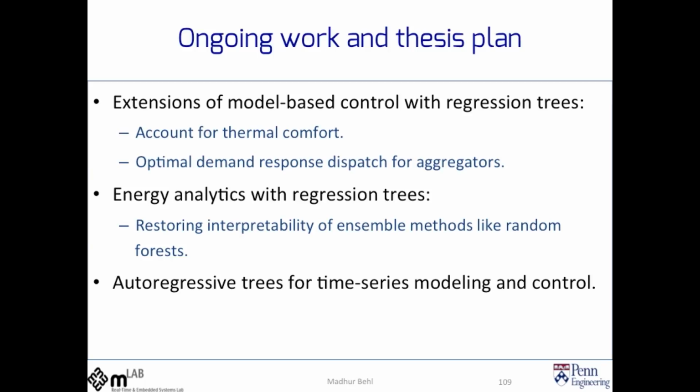The first thing to note here is that the model-based control with regression tree algorithm that I showed did not explicitly account for thermal comfort, right? So we are curtailing, but we are not accounting for what's the effect of that curtailment on the thermal comfort, and that is very, very important, which is why I think it can be extended to account for thermal comfort explicitly as a part of the objective function that you solve at every leaf, or also as a part of the model at the leaf itself. And once we do that, my aim is to also address that supply side problem of figuring out the optimal demand response dispatch for aggregators like an NRNOC.